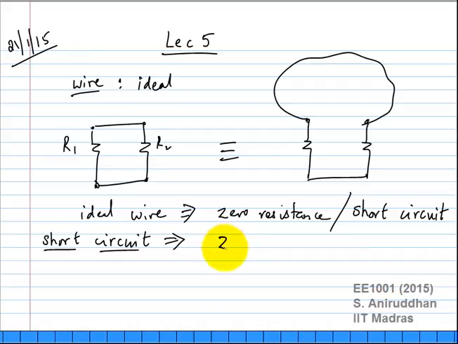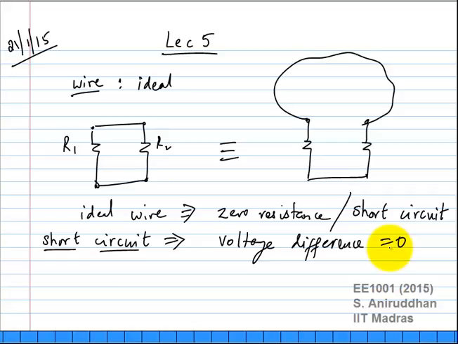So in other words, a short circuit means the voltage difference is defined to be 0. If you say there is a short circuit between two nodes, the voltage difference between those two nodes is 0. Similarly, you do not say anything about the current as far as the short circuit goes. It may be defined by something else outside this.